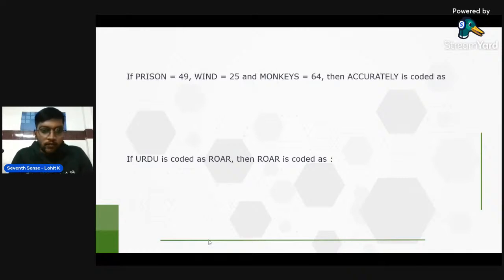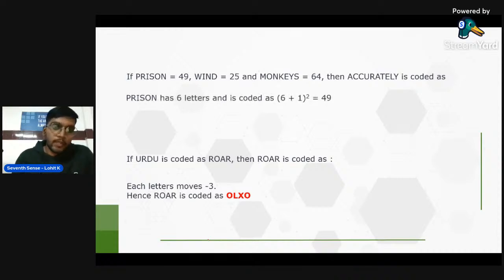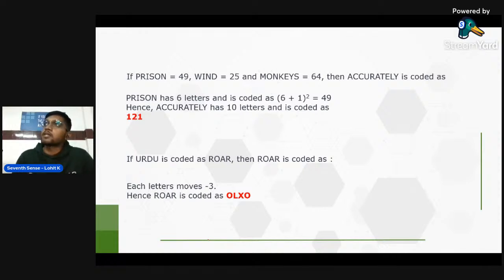Let's see the answer for this. Okay, what they have done. Here in the second question they are moving letters by -3, so we'll get the answer as OLXO. Right, in prison 6 letters are there, so 6 plus 1 is 7, square is 49. Accurately you will be getting 10 plus 1, that is 11. 11 square is 121.